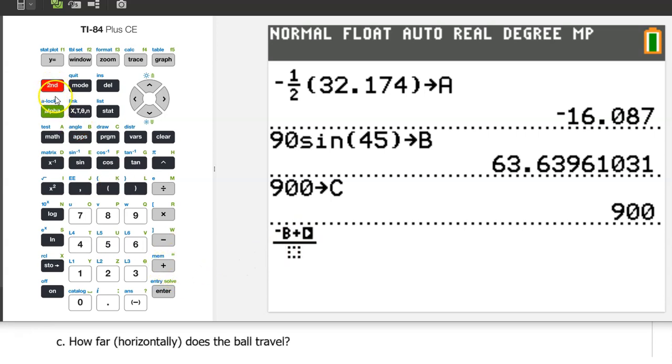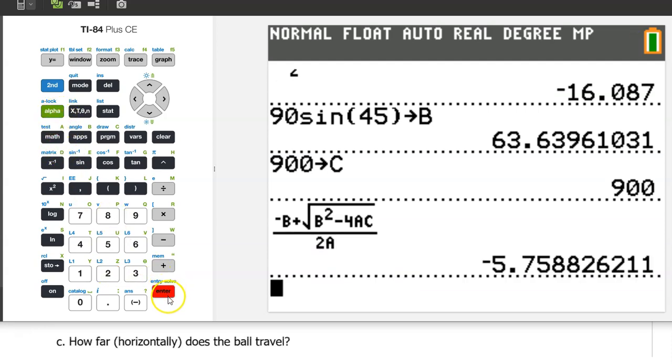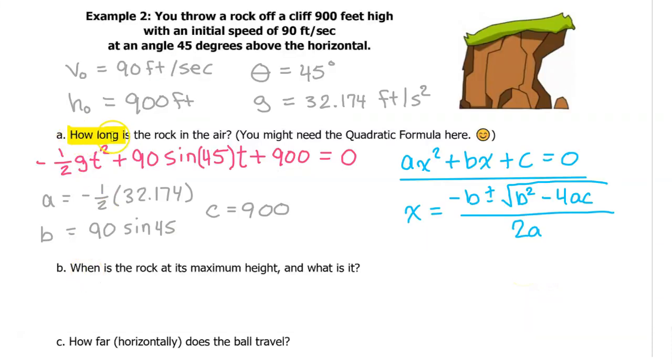The square root of B squared minus 4AC all over 2A. So here's one solution, but this is a negative value, which is invalid in the context of this problem. We are looking for time t, but time can't be negative.